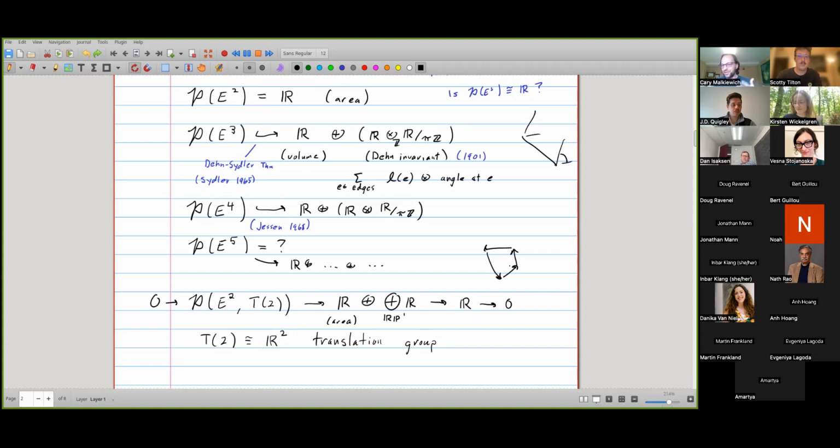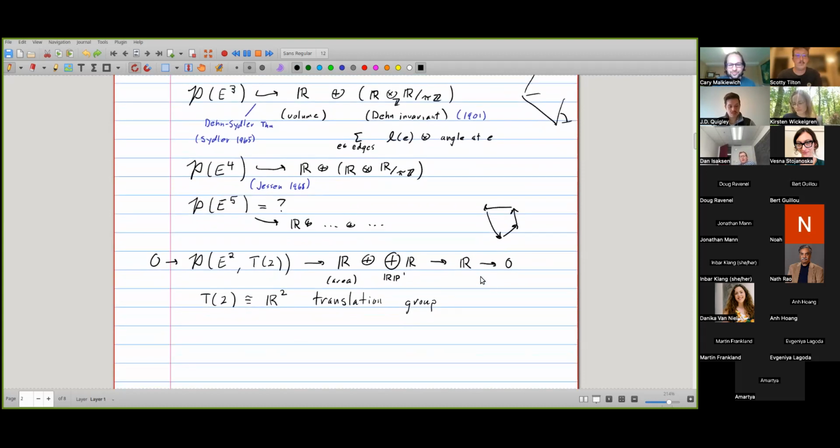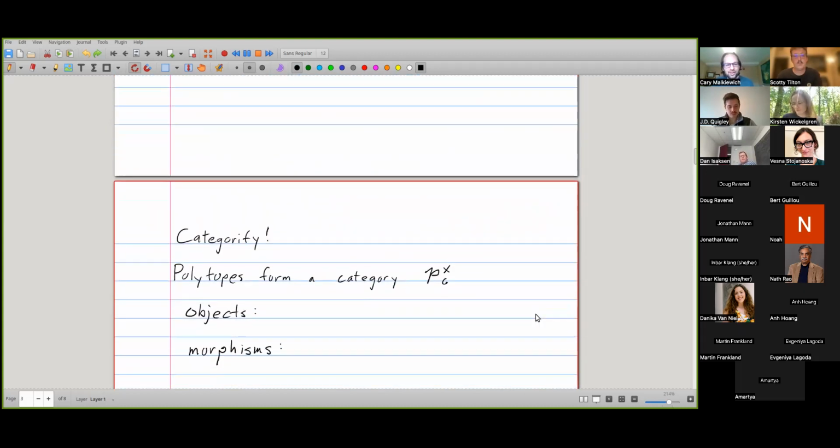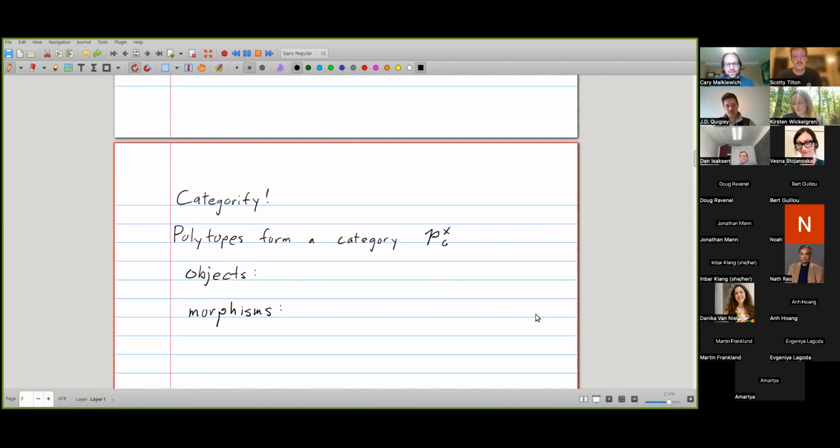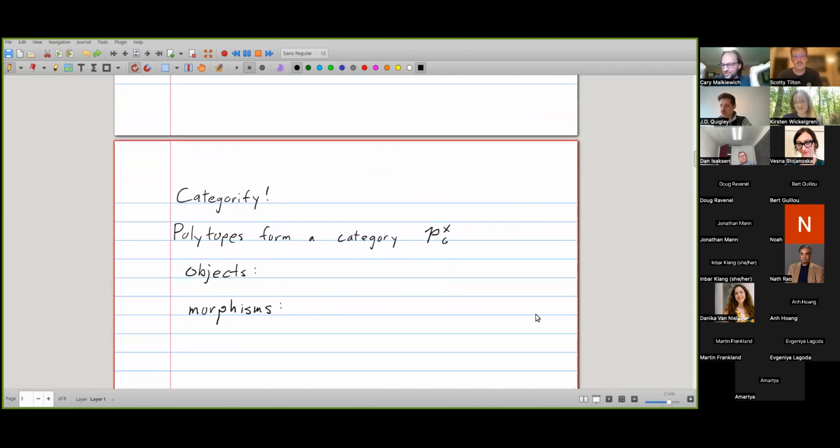Okay, so we also know what these groups look like for some other subgroups of the isometry group as well. Okay, so that's classical scissors congruence. Classical scissors congruence is polytopes up to scissors congruence. We can form an abelian group out of it. We can compute that group for a while, and then it's hard once we get to dimension 5.